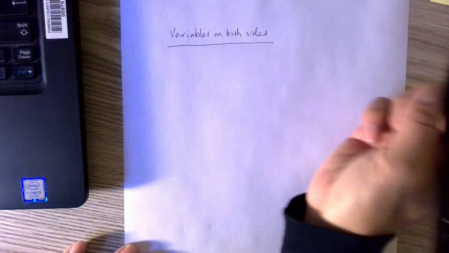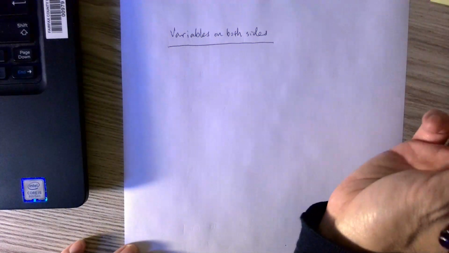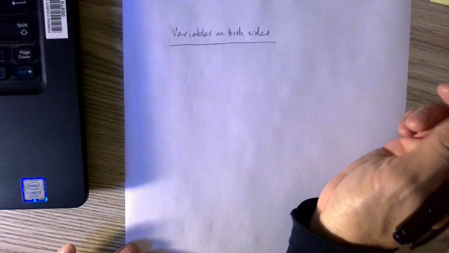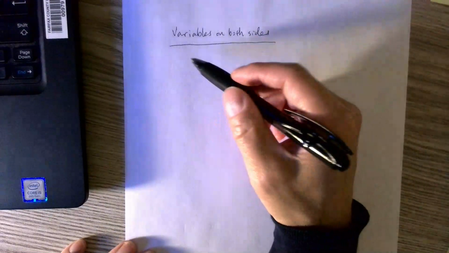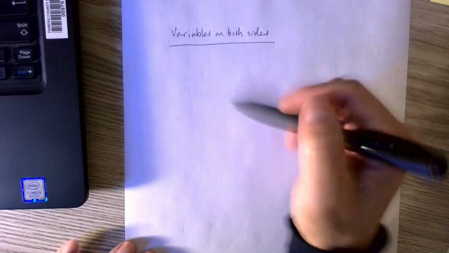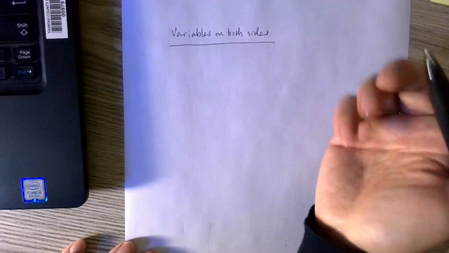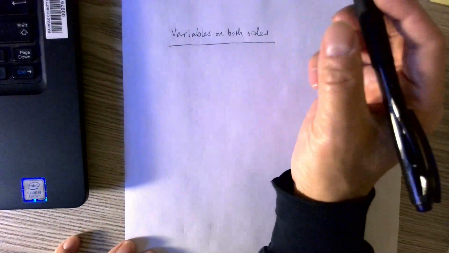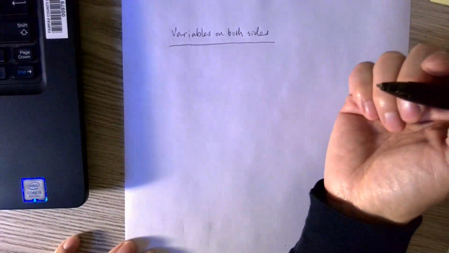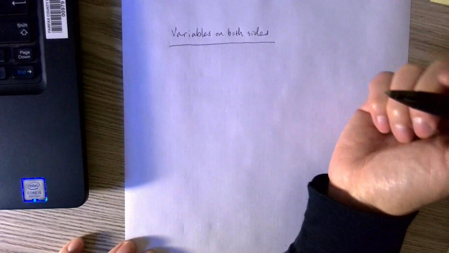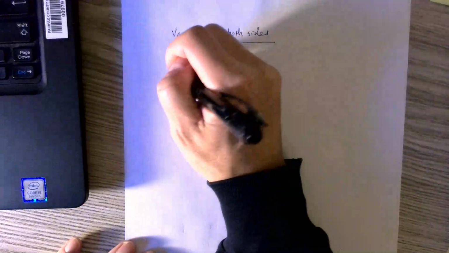Now by the time you see this, you've already done a few variables on both sides equations already. So I'm going to start with a basic one and then go right into a harder one, since you already have a little bit of experience. And we've already combined like terms, so I'm going to assume that you know how to combine like terms as well.